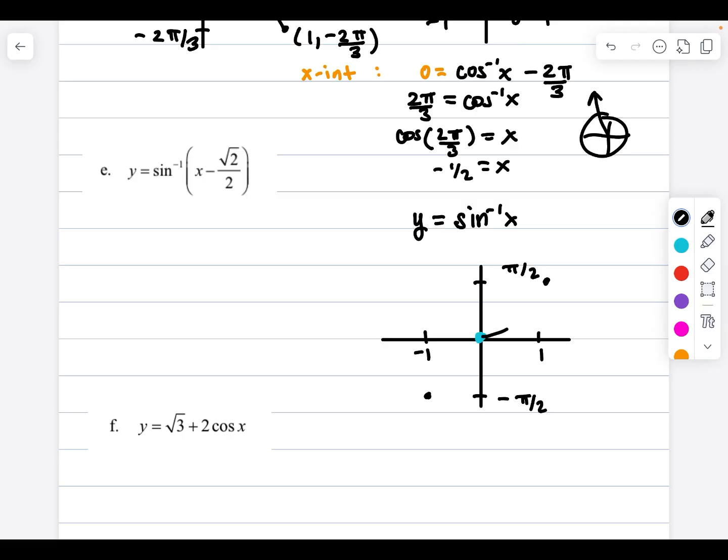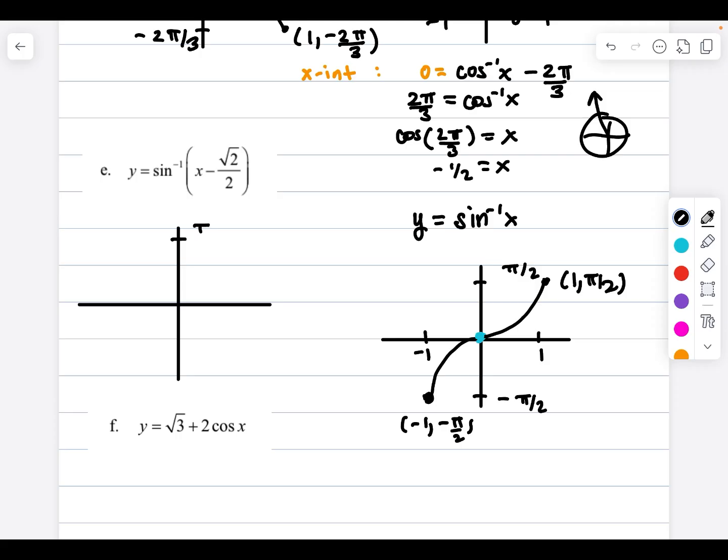Now the concavity looks like the same concavity as y equals x cubed. So this point here is 1 comma pi over 2, and this is negative 1 comma negative pi over 2. That's our inverse sine function, the parent graph. Now for part E, we're shifting that function to the right, radical 2 over 2. That's not going to change our range.